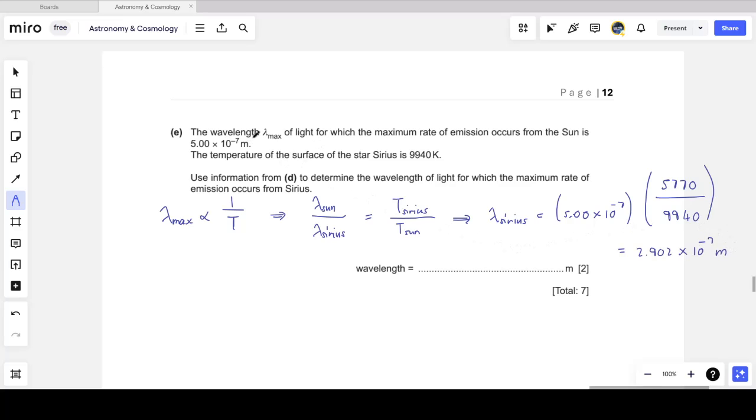To keep to the convention of 3 significant figures, this will be 2.90 times 10 to the minus 7 meters, 290 nanometers, which I can see is a lot less than that of the sun, which corresponds to the fact that Sirius is a hotter star and hence it's more energetic. So the radiation that we receive from Sirius should be more energetic, and the answer for the wavelength confirms that.